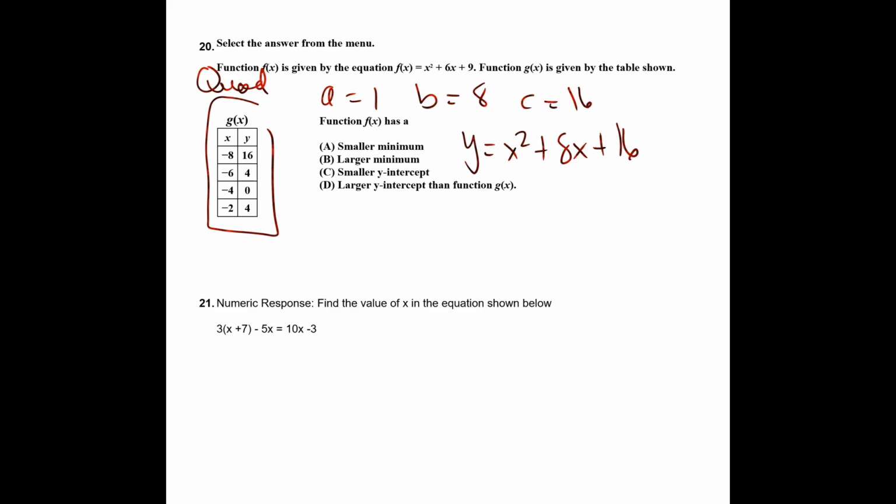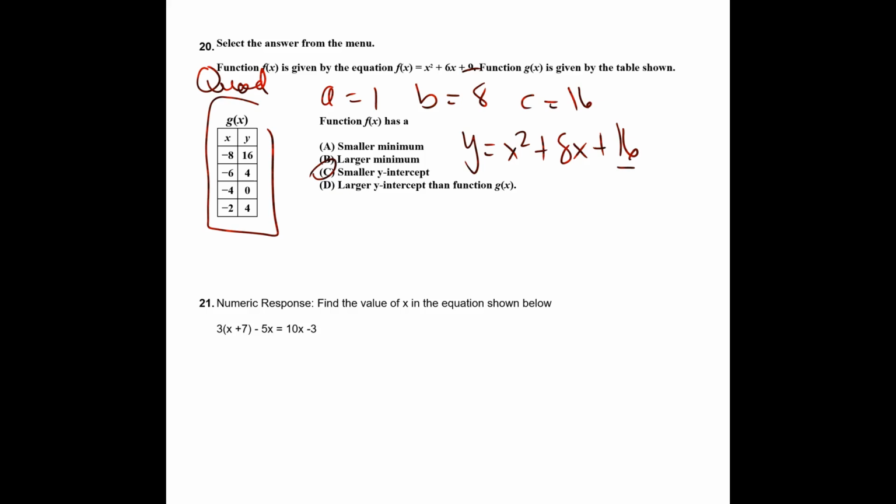It asks about a smaller minimum, larger minimum, smaller y-intercept, or larger y-intercept than function g of x. The y-intercept of f of x is 9 and g of x is 16. So f of x has a smaller y-intercept, 9 versus 16. We still need to find the minimum.